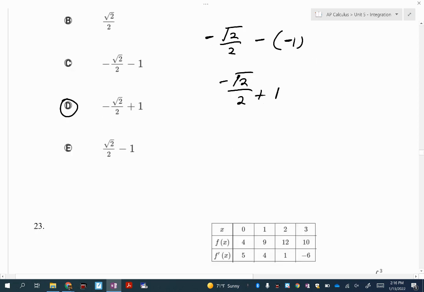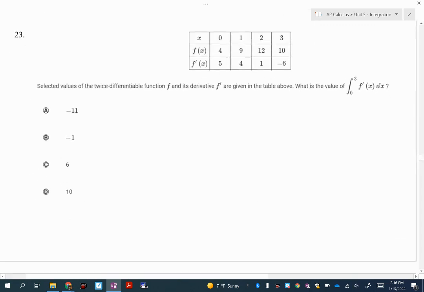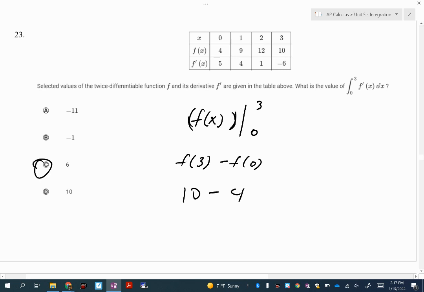Let's go to 23. Okay, now 23 gives us a lot of information about the f of x function and the derivative. And we want to find the value from 0 to 3 of f prime of x dx. So remember, the integral of a derivative is just the original f of x function. And we want to evaluate this at 3 and 0. So if I do f of 3 minus f of 0, I will get my answer. Well, in the table, f of 3 is 10 and f of 0 is 4. So when you subtract that, you get 6.